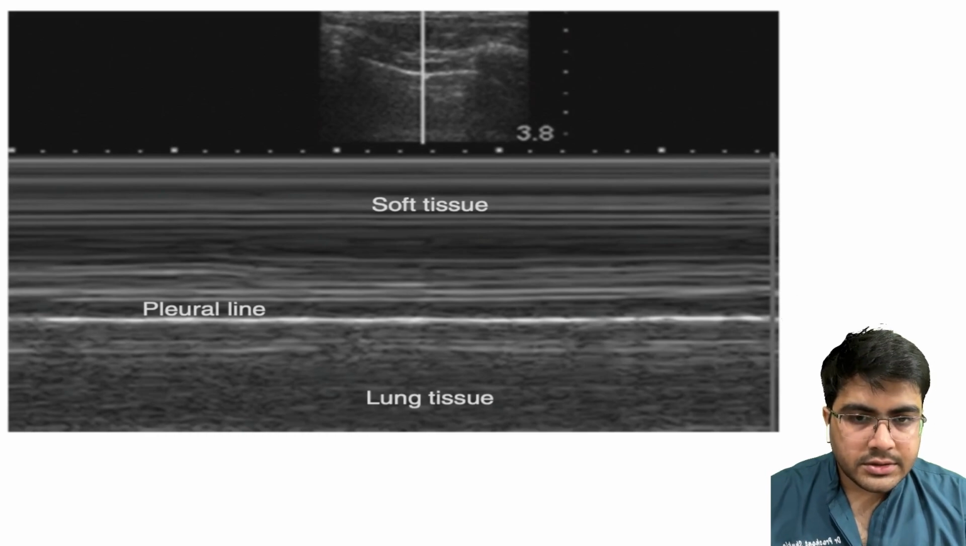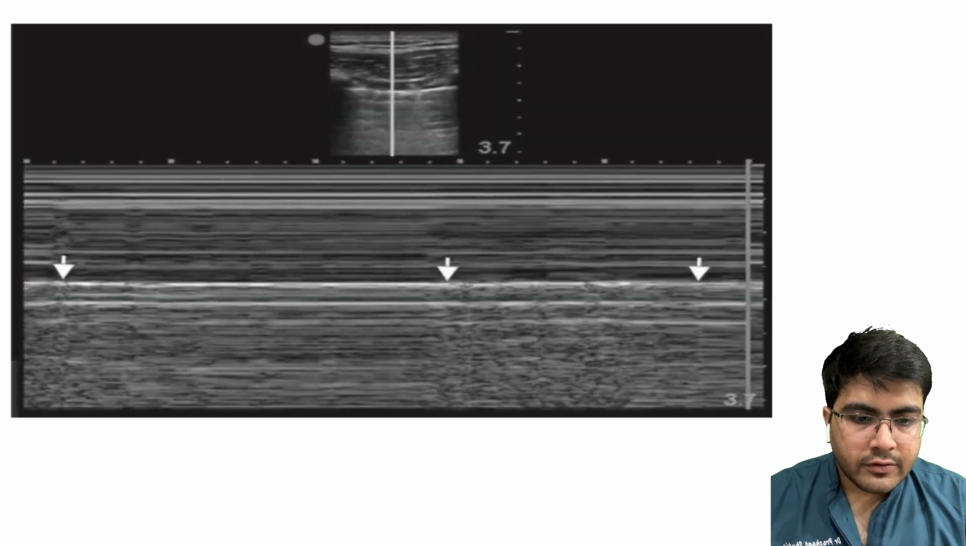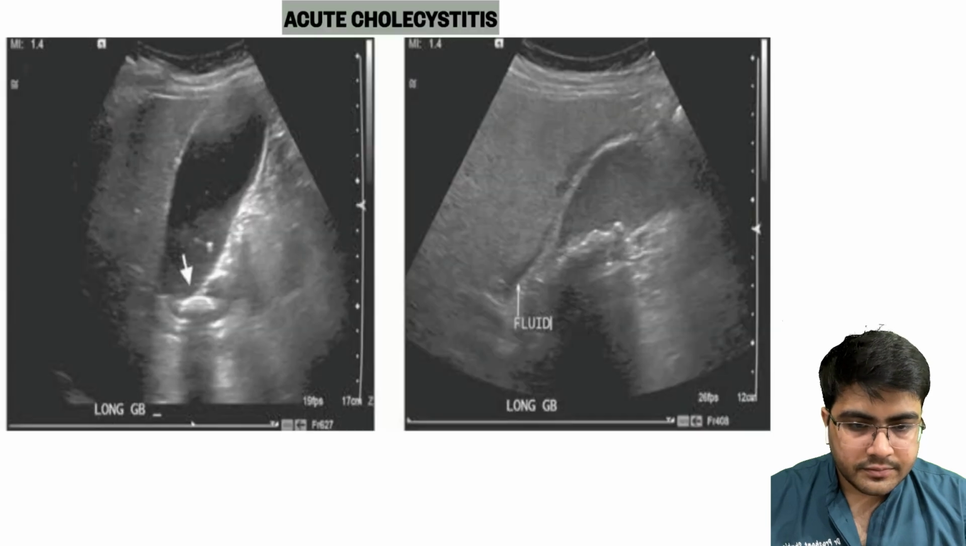But if there is presence of pneumothorax, what we get is the stratosphere sign. So there is a similar kind of linings throughout because of the presence of the air foci, and due to presence of this air foci, the lung tissue becomes inapparent. Okay, so this is known as stratosphere sign, which is classical of pneumothorax on USG.